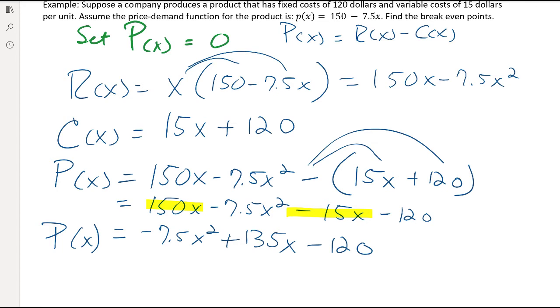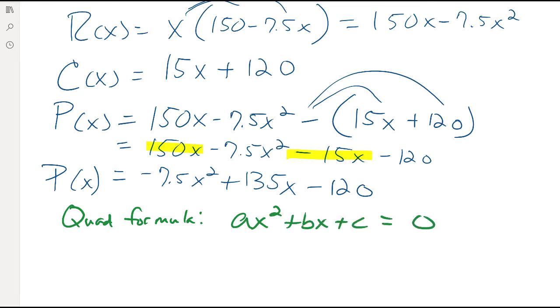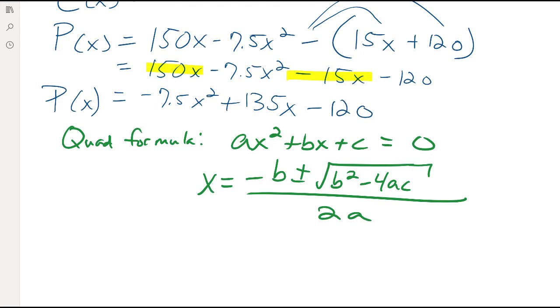So how do we find the break-even points? Well, the break-even point is where your profit function equals 0. And to find that, we look at this. This is not going to factor, so we're going to use the quadratic formula to solve a quadratic equation. I know it may have been a while since some of you have used this, so to refresh your memory, the quadratic formula says if you're trying to solve ax squared plus bx plus c equals 0, which is what we're trying to do, set our profit equal to 0, the solutions are x equals the opposite of b, plus or minus the square root of b squared minus 4ac, all over 2a. That is your quadratic formula.